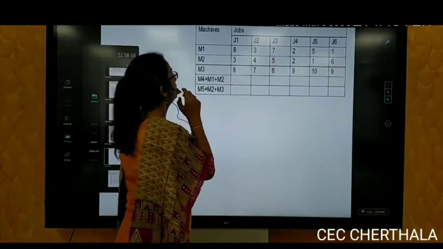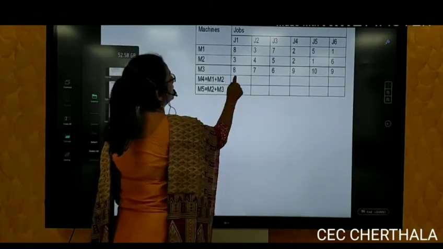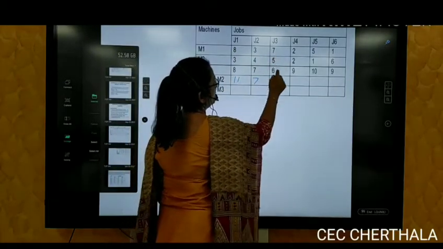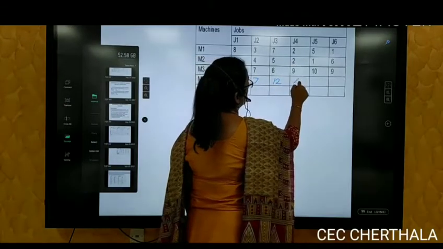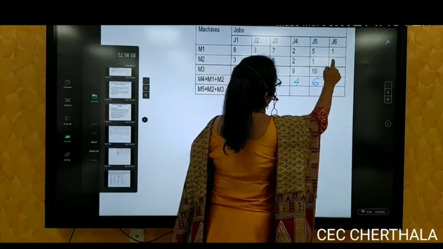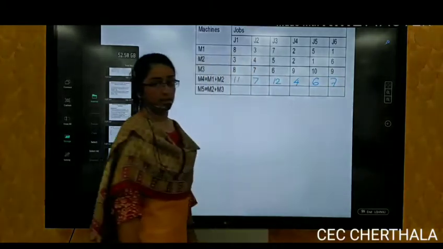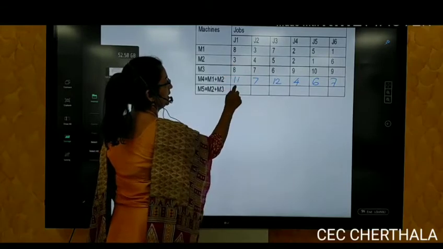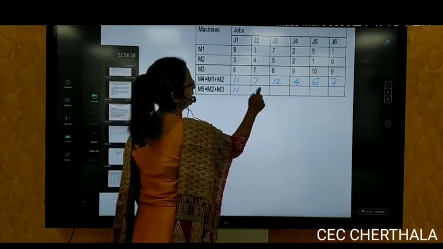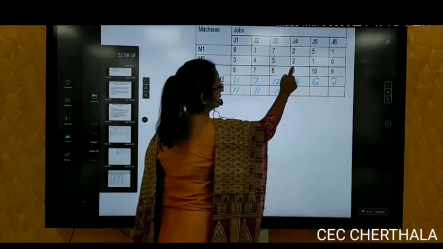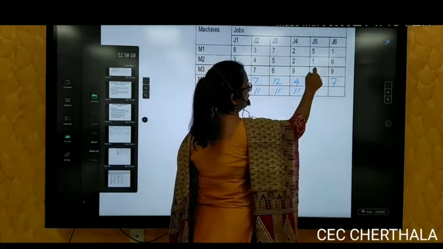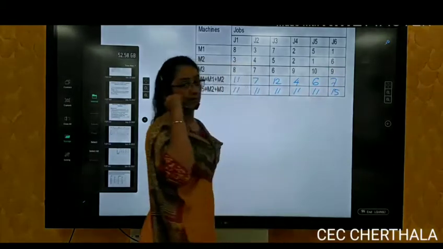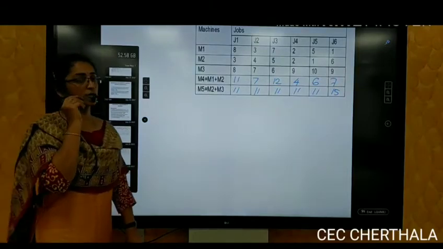Now M4, M1 plus M2: 8 plus 3, 11; 3 plus 4, 7; 7 plus 5, 12; 2 plus 2, 4; 5 plus 1, 6; 1 plus 6, 7. Then M5, M2 plus M3: 3 plus 8, 11; 4 plus 7, 11; 5 plus 6, 11; 2 plus 9, 11; 1 plus 10, 11; and 9 plus 6, 15. Now we can apply Johnson's rule.